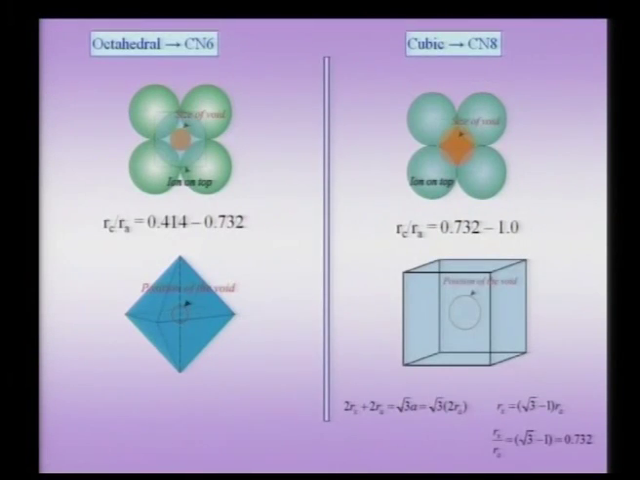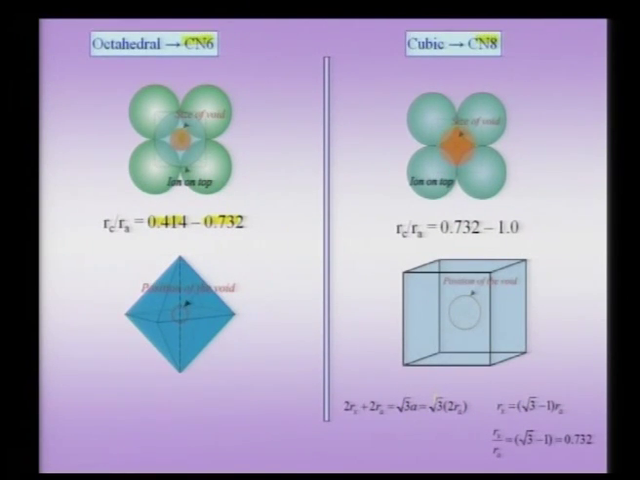Now, the next higher coordination number possible is CN6, wherein the central cation, which is here shaded in orange, has 6 anions around it, and this shape which it forms is the regular octahedron as shown below. So, the size of 0.414 is determined by this geometry, and the size 0.732 will be determined by the CN8 geometry as shown by the calculation below.